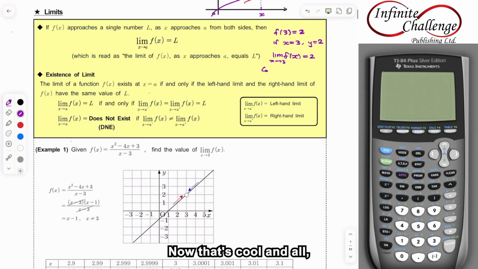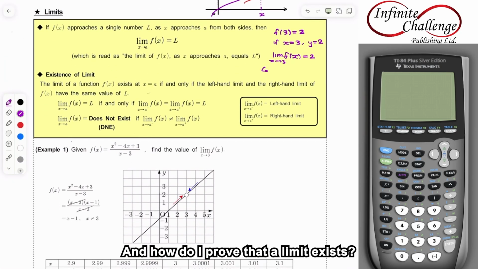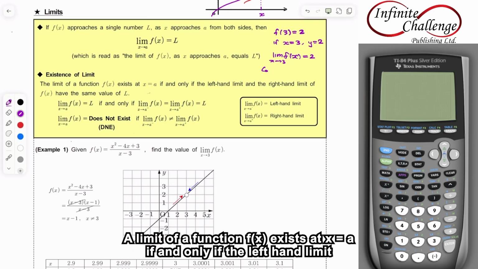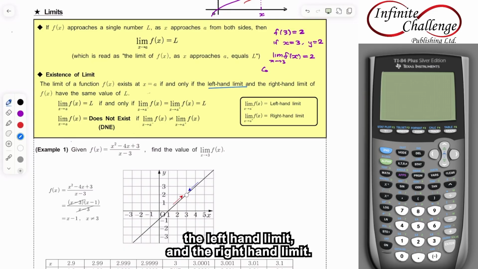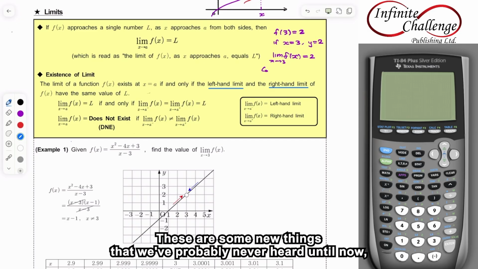Now, that's cool and all, but what is a limit and how do I prove that a limit exists? A limit of a function f of x exists at x equals a if and only if the left-hand limit and the right-hand limit of f of x have the same value of L. The left-hand limit and the right-hand limit. These are some new things that we've probably never heard until now.